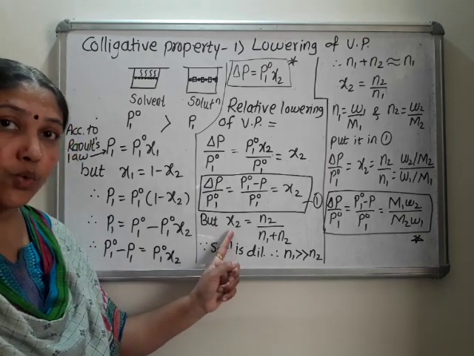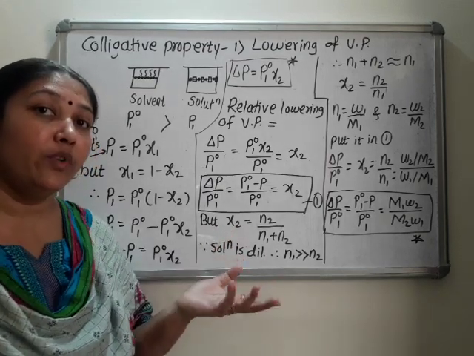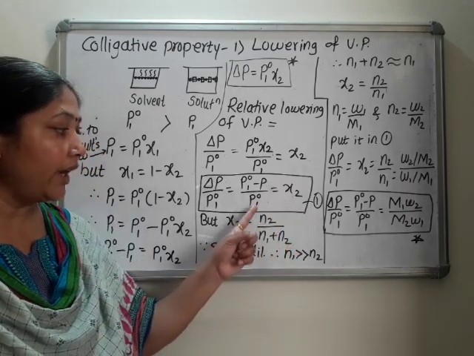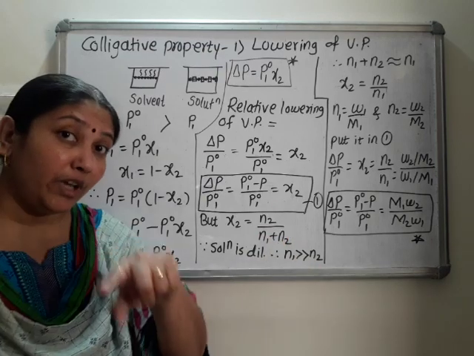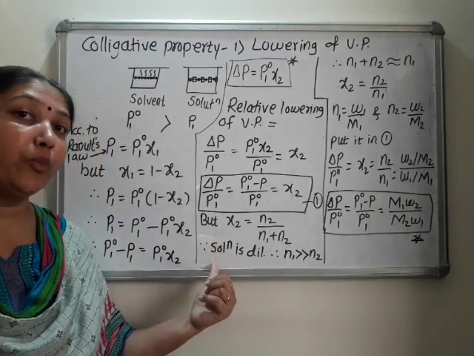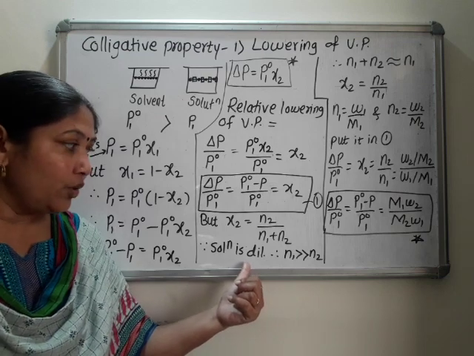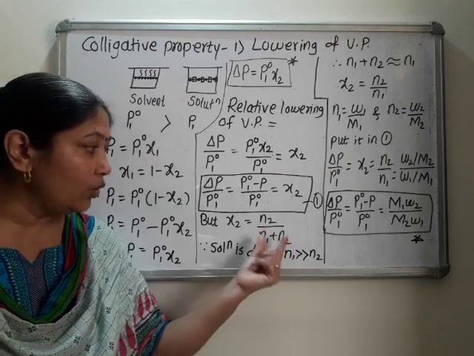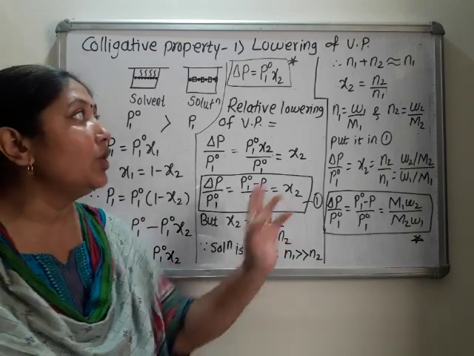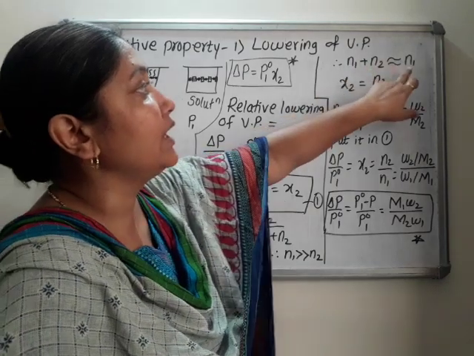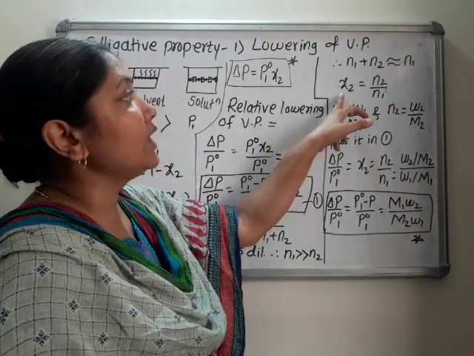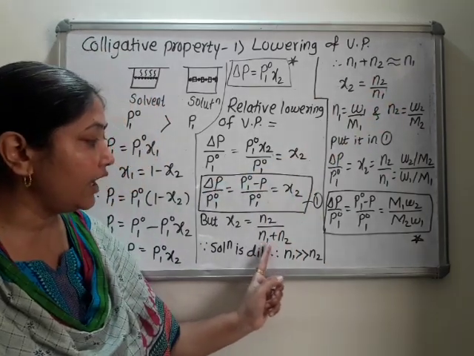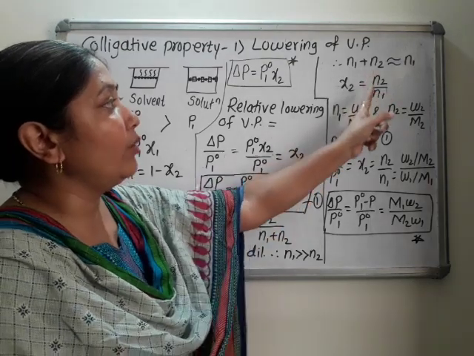Now what is meant by X2? X2 is mole fraction of solute. How do we calculate it? Number of moles of solute upon total number of moles, so N2 upon N1 plus N2. In the beginning I told you that to study colligative properties we consider dilute solutions, and since the solution is dilute, N1 is much greater than N2. So this addition is equivalent to N1. So N1 plus N2 is taken as N1. So X2 is equal to N2 upon N1.